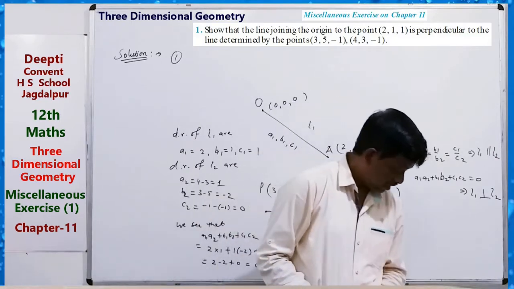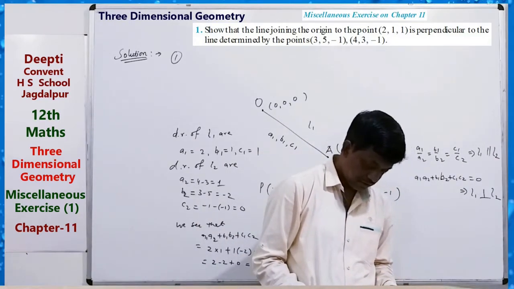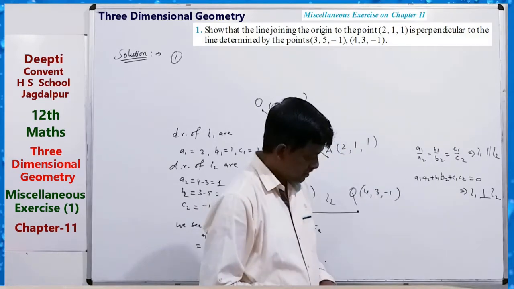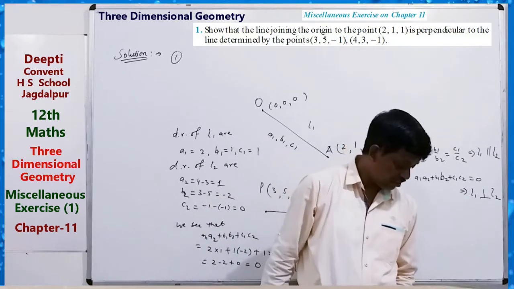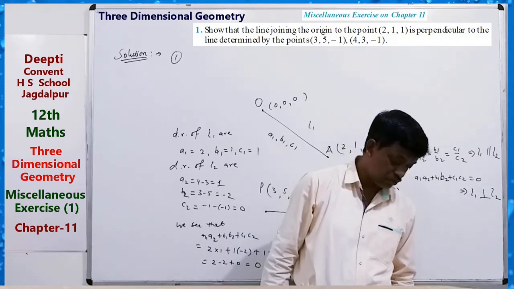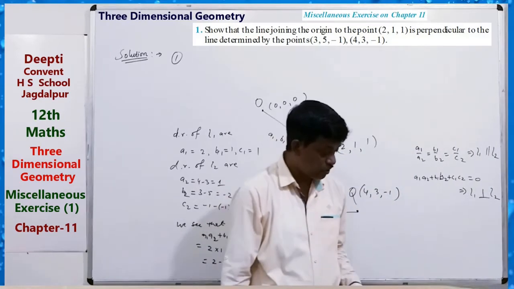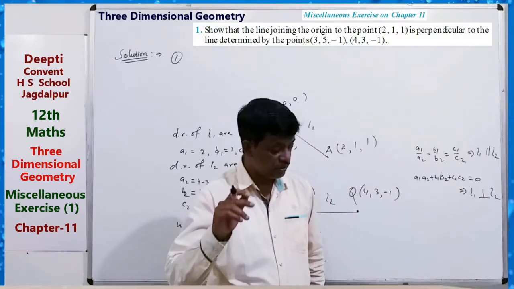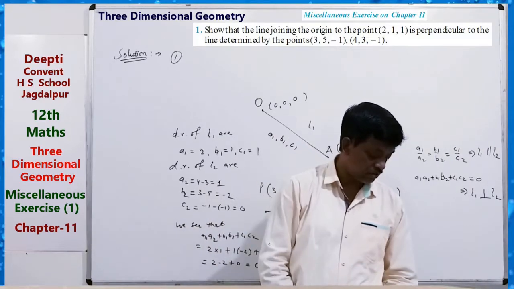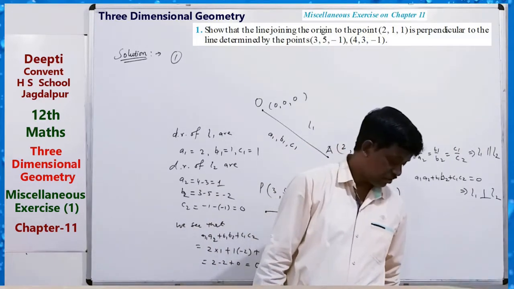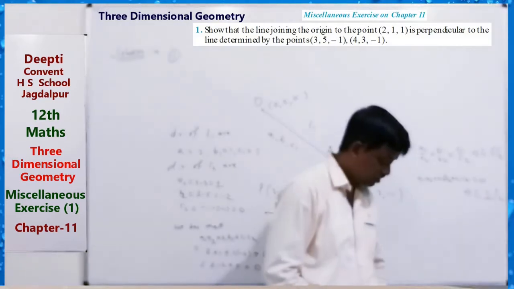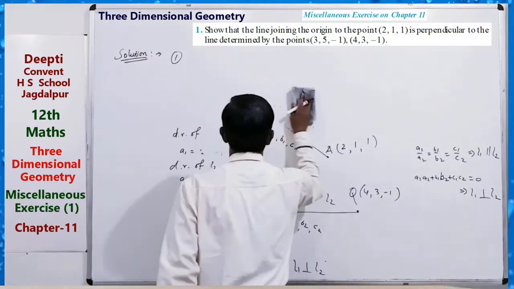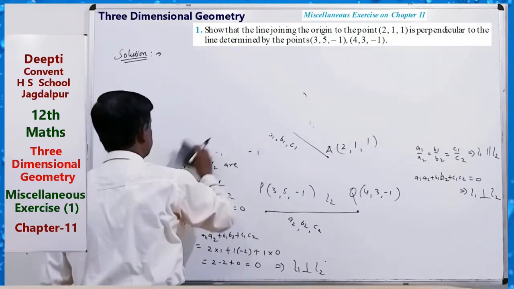Okay, now the second question. Here the second question is a generalized question. l1, m1, n1, l2, m2, n2 are direction cosines of two mutually perpendicular lines. Show that the direction cosines of the line perpendicular to both of these lines are given by m1n2 minus m2n1, n1l2 minus n2l1, l1m2 minus l2m1.